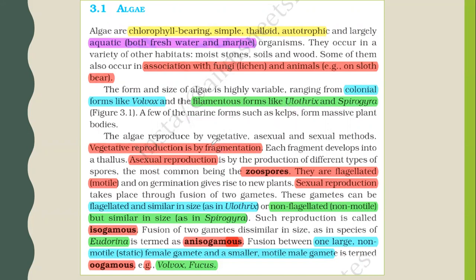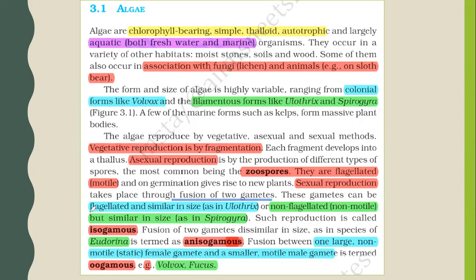The algae reproduce mainly by vegetative, asexual, or sexual methods. You can find any of these methods in algae. Vegetative reproduction in algae takes place by fragmentation. Previous year NEET MCQ PYQ. Asexual reproduction is by the formation of zoospores, which are flagellated, motile spores.